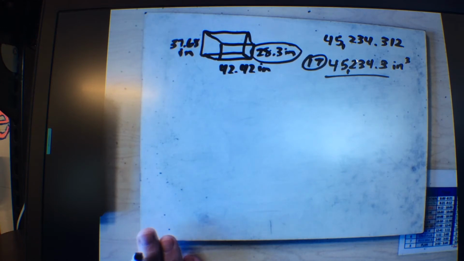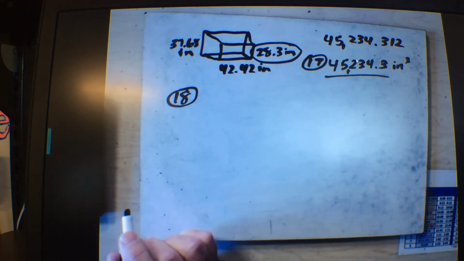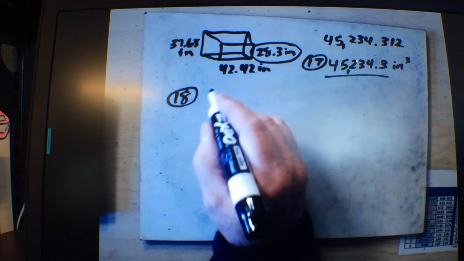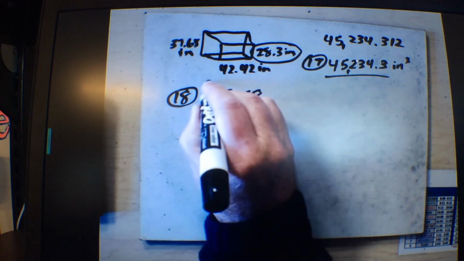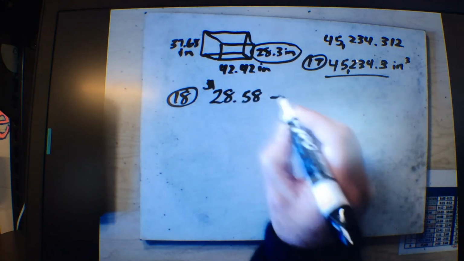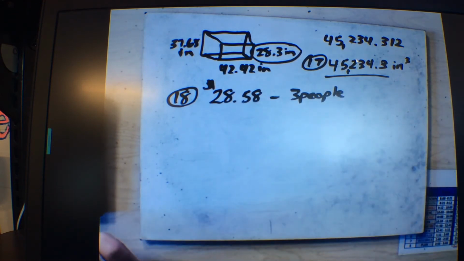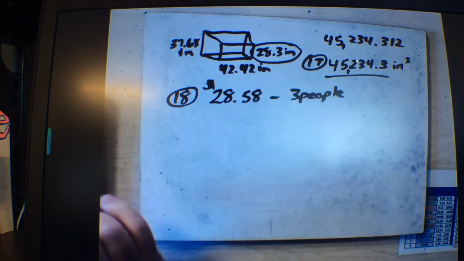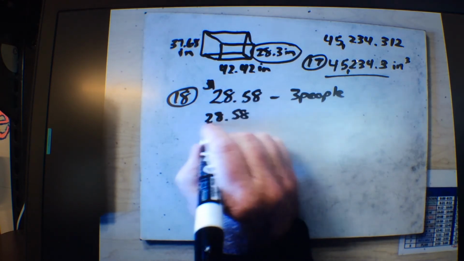Okay? Now, one thing that's different is if I do money. For example, you go out and you buy a pizza that's $28.58. And you want to share this between 3 people. Now, since it's money, what do we round it to? The nearest hundredth. So I would take 28.58 and I would divide by 3.